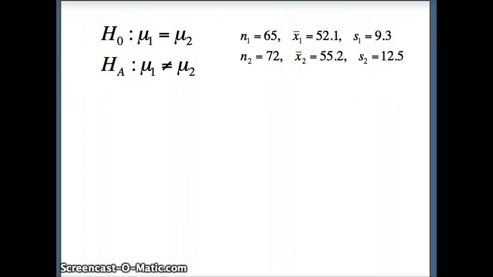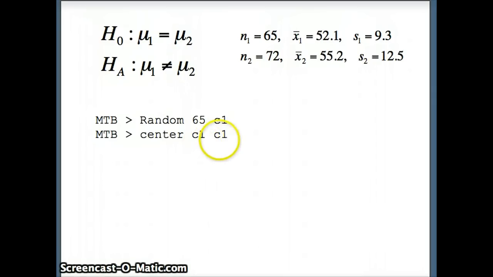Now our goal is going to be to construct data sets that have these characteristics. So I need to start with 65 items for my first data set. So I'm going to say random 65 C1. That will generate 65 numbers from a Z population. Just because mu is 0 and sigma is 1 does not mean x bar will be 0 and s will be 1. But we'll take this data and convert it so x bar is indeed exactly 0 and s is exactly 1. That command is the center command. We say center C1, C1. So now we have x bar, mean of 0, standard deviation of 1.